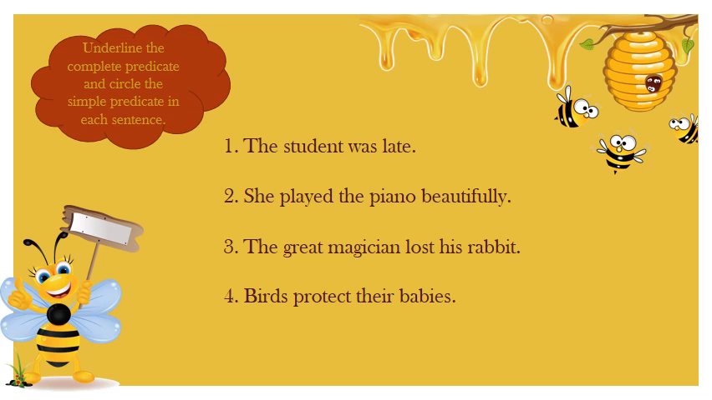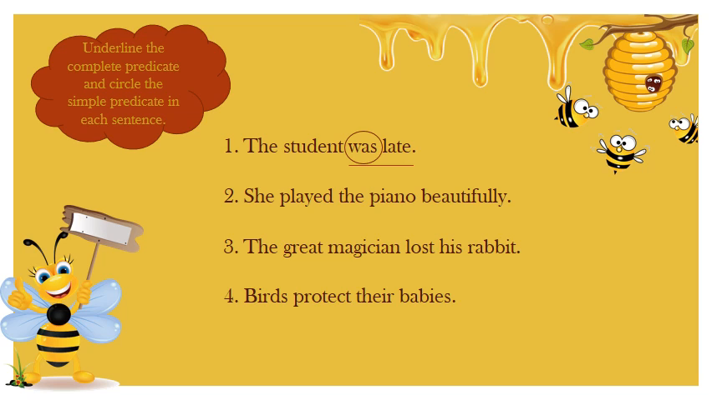Now let's practice the predicates. Underline the complete predicate and circle the simple predicate in each sentence. Number 1, the student was late. Yes, I have the same sentences. That's right. What I'm trying to tell you about the student is was late. Was late is the complete predicate. What is the main verb here? Was. So it is the simple predicate. Number 2, she played the piano beautifully.